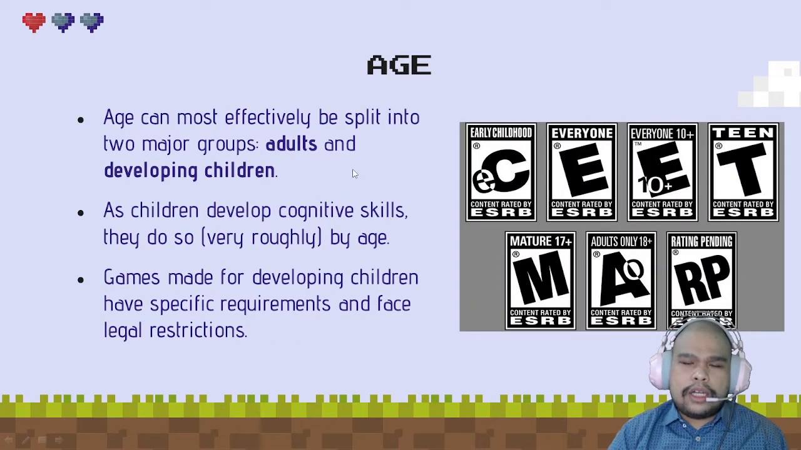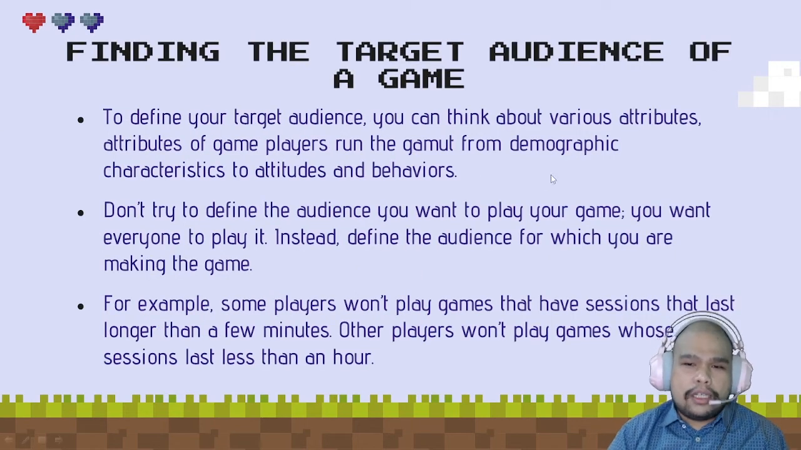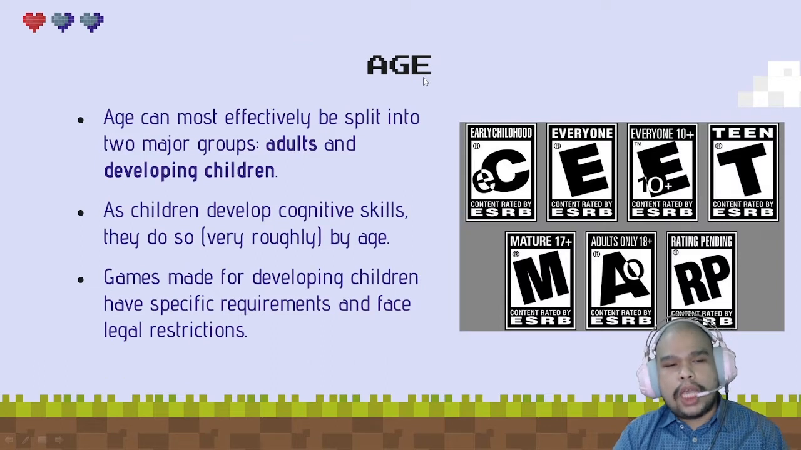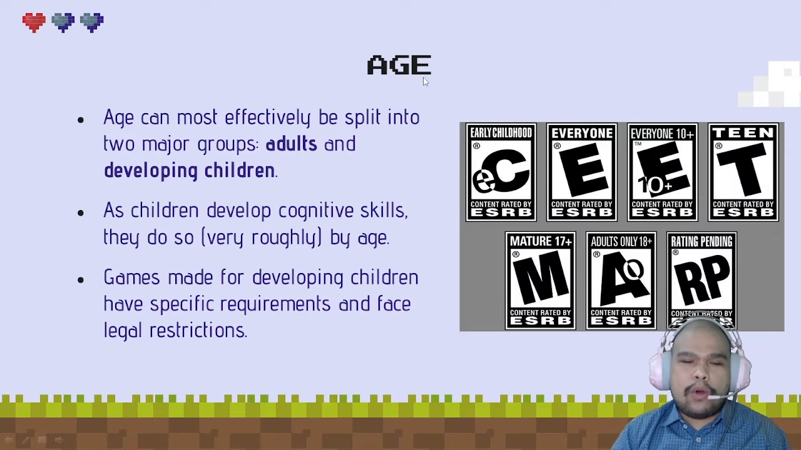Next, these are the different types of attributes or characteristics, yung ating tinatawag na attributes ng ating audience. Kapag sinabi natin target audience, ito po yung mga target players natin, no? So the first attribute that we have is age. So age can most effectively be split into two major groups. That will be adults and developing children.